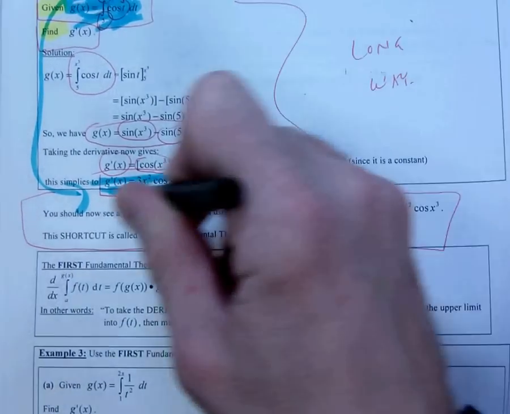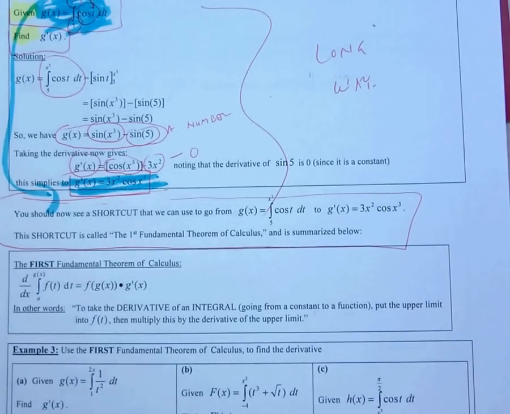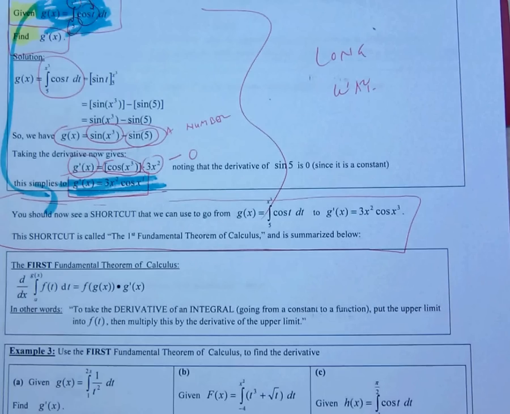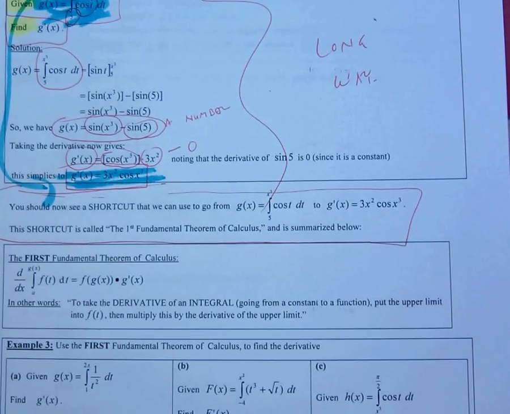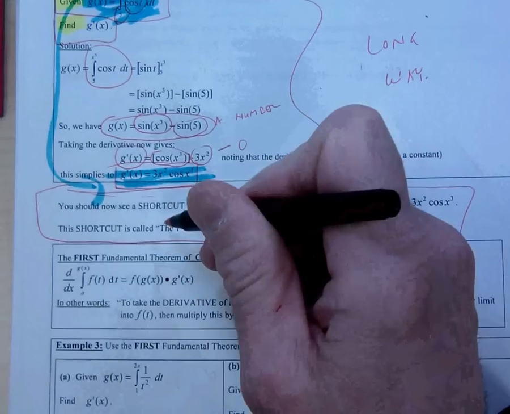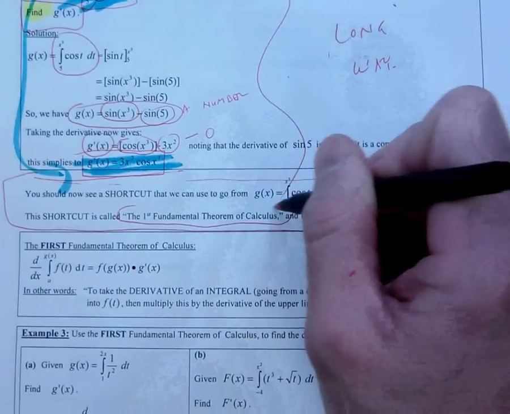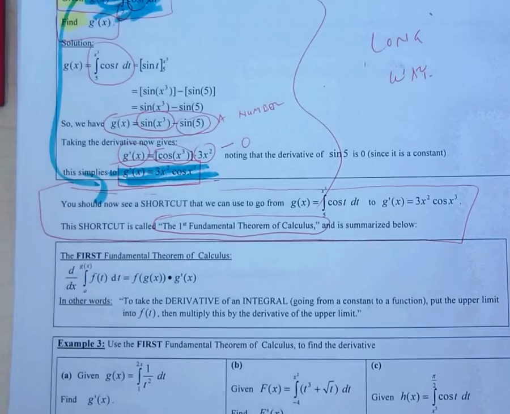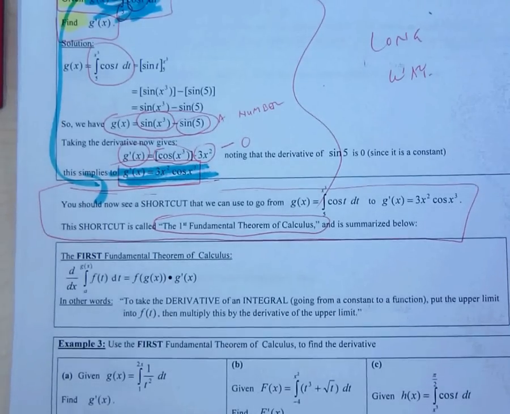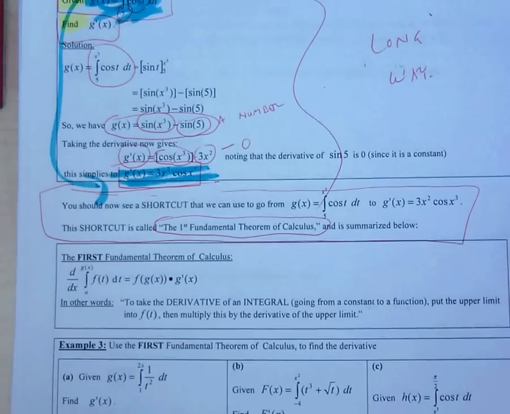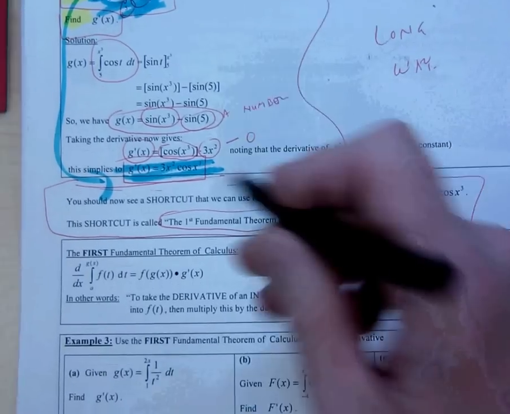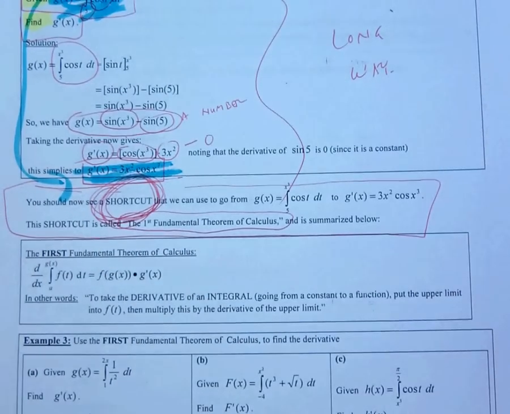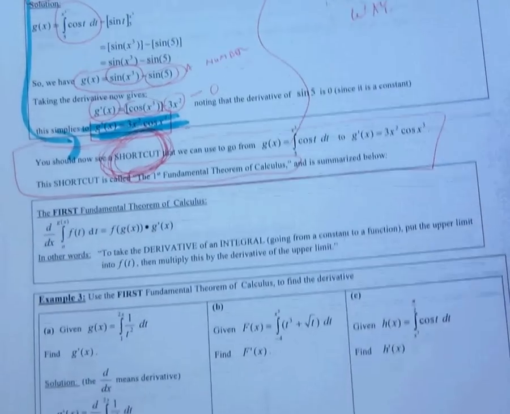Actually, the shortcut that Kevin just pointed out for us has a name. It's called the first fundamental theorem of calculus. Again, some textbooks call it the second fundamental theorem of calculus, but it really doesn't matter. Just know that it's one of the fundamental theorems of calculus. Got it? And what is it? It's just a shortcut to what? What's it a shortcut for?